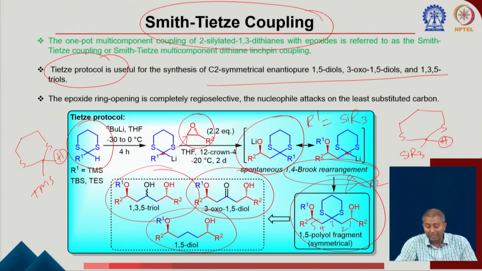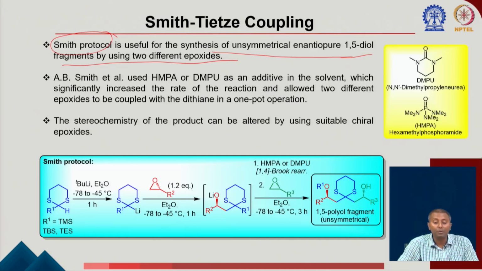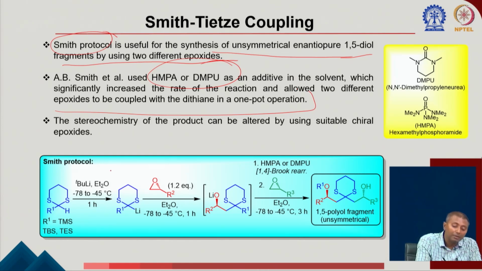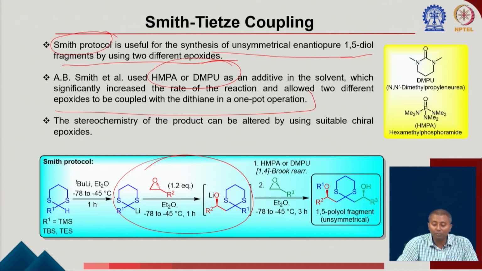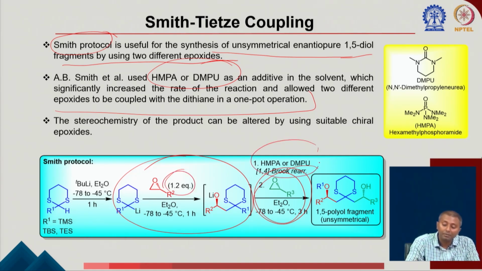2 times. But in the case of the Smith group, Amos Smith actually developed this protocol, using HMPA or DMPU as an additive in the solvent, which significantly increased the rate of the reaction, and that allowed 2 different epoxides to be coupled. That is the important thing. Once you use them, what the Smith group is doing is, first 1 epoxide forms this, and then the first Brook rearrangement happens, and then they introduce the second epoxide into the reaction. By controlling the equivalents of epoxide, they are able to react, using the additives. Okay, that is very important.